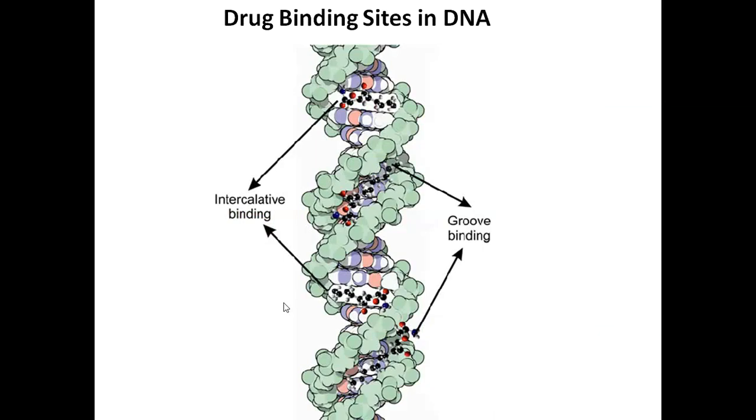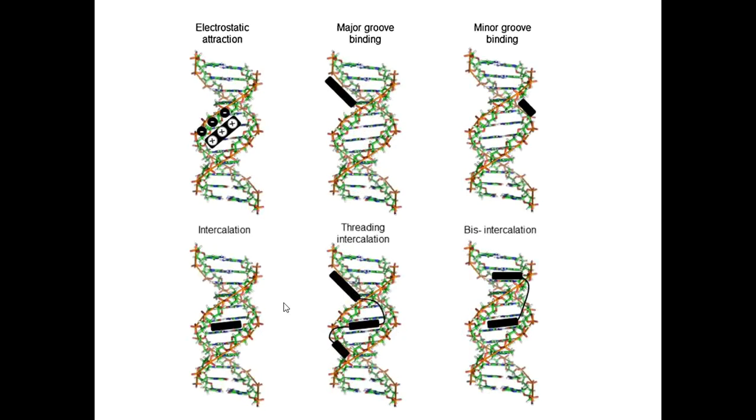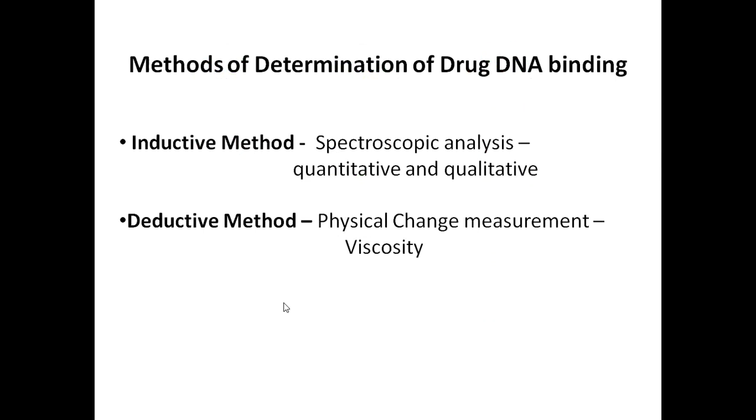Then we talked about the nature of binding sites present in DNA, and how the ligands or drug molecules bind to DNA. Is it an intercalative mode? What is a groove binding mode? Major groove binding, minor groove binding, intercalation, bisintercalation, electrostatic binding. All these things we have seen.